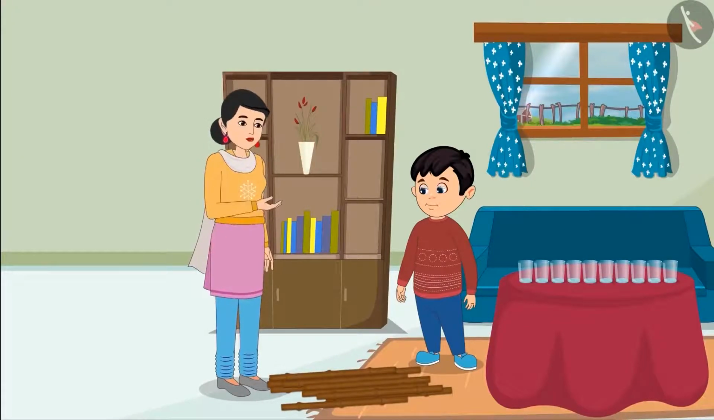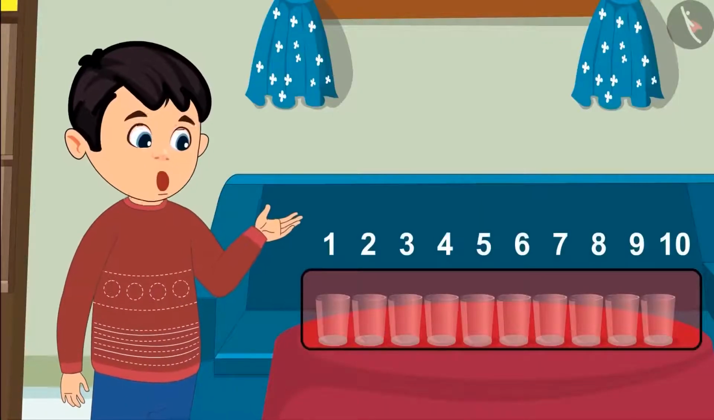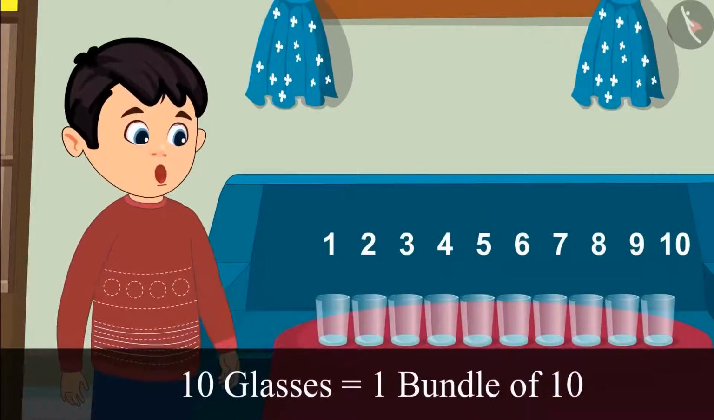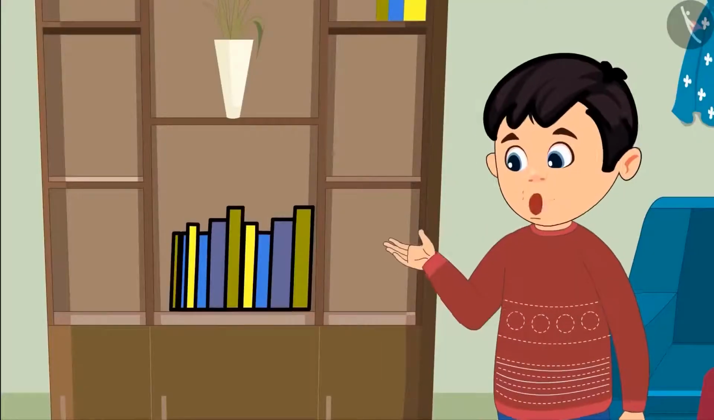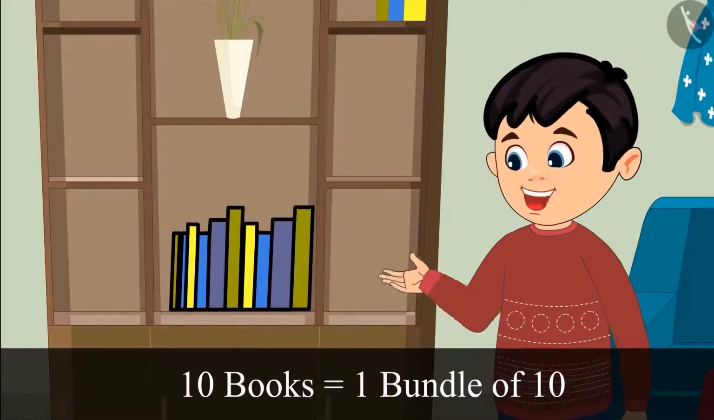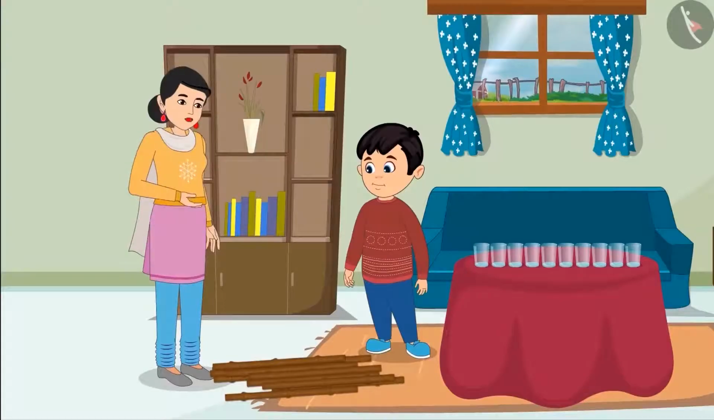of 10. Can you spot some objects in this room which are in a bundle of 10, Chotu? Yes, Mummy. These are 10 glasses. So we can call their group a bundle of 10. Similarly, those books are also 10. So they are also making a bundle of 10. Right, Mummy? Yes, Chotu, you are absolutely correct.